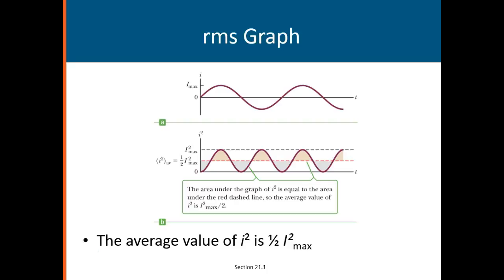So here's the root mean squared graph. Here is the actual current. This is what I was showing before. See, it goes up and down and up and down. So the average of that would be 0. It doesn't make any sense to talk about the current being 0 on average. We talk about the root mean square.